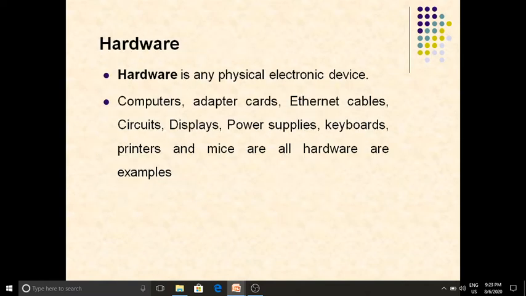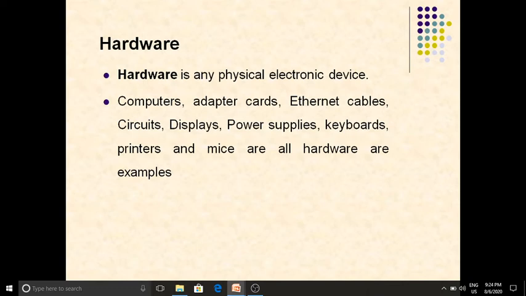Now, let us go to the next slide. In this slide we will be discussing hardware. Hardware is any physical electronic device, which we can touch and feel. These are the parts of the computer system: computers, adapter cards, ethernet cables, circuits, displays, power supplies, keyboards, printers, and mice are all examples of hardware.